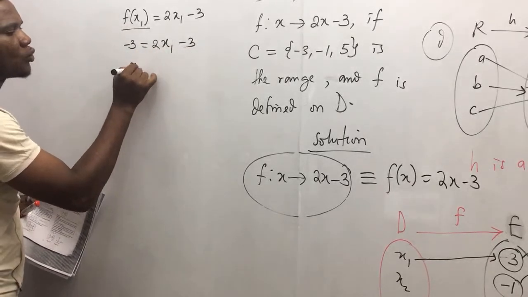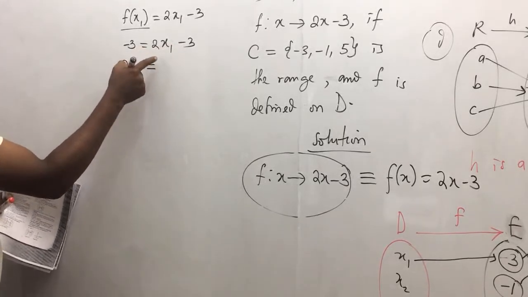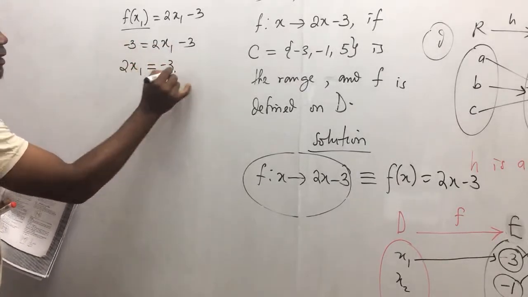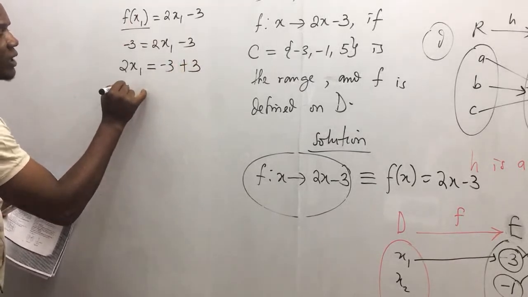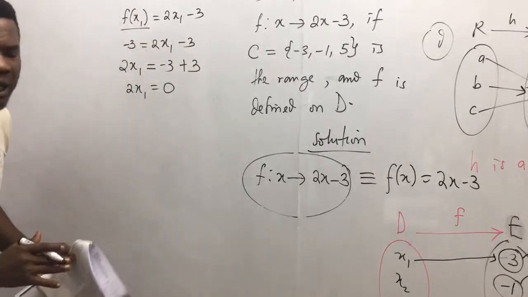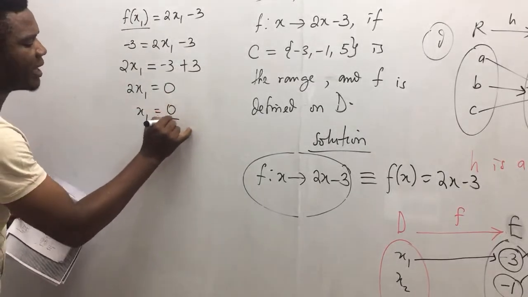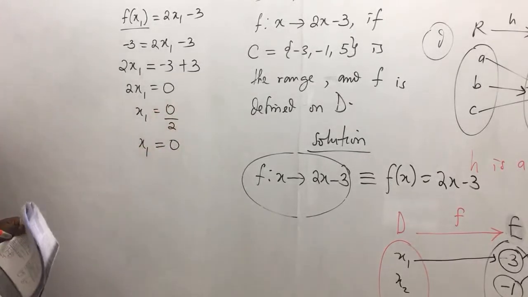Once you know that f of x1 is -3, -3 will be equal to 2x1 minus 3. So what will x1 be? This 2x1 will be equal to -3, and when this one comes over, it becomes +3. So 2x1 will be equal to 0, because -3 plus 3 gives you 0, and x1 will be 0 divided by 2, implying that x1 is equal to 0.